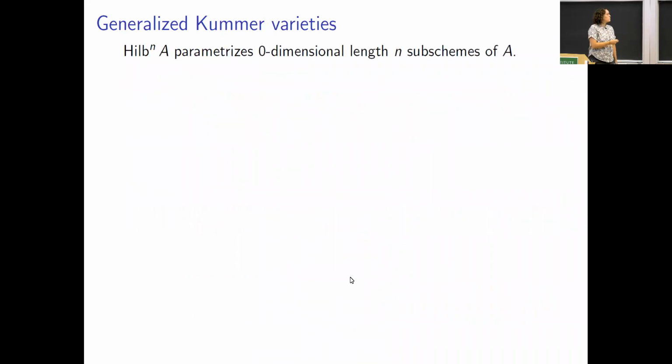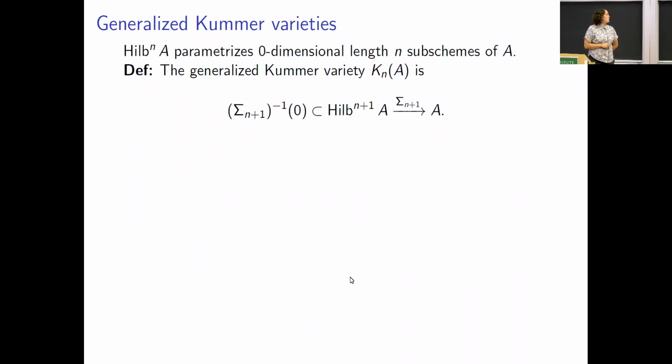I can do this for any n instead of just looking at Hilb2. I can think about length n subschemes of A and consider the summation map. I'll index slightly differently: if I look at the summation map from Hilb n plus 1, then I want to think about the pre-image of 0, and I'm going to call that the generalized Kummer variety. This is a very natural generalization of the construction of the Kummer K3 surface.